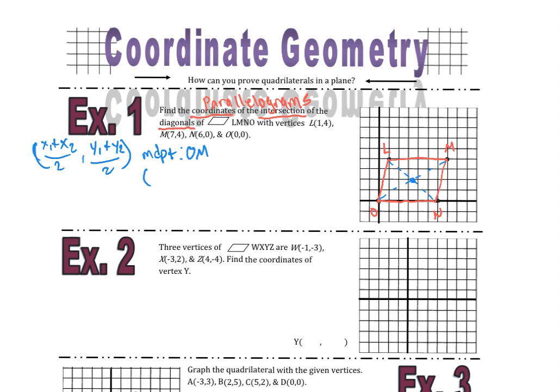This will be my x1, this will be my y1. This can be my x2, my y2 up here. So I'll plug it into the formula. That would be (7 plus 0 over 2, 4 plus 0 over 2). And that's going to equal (7 halves, 2). So that's the midpoint of OM.